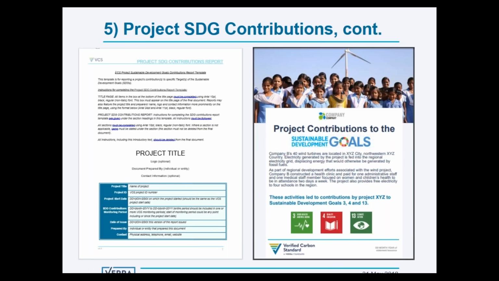So to make a little bit more sense about that, on the left here, you see the new project SDG contributions report template, which we're proposing to release as part of VCS version 4. Within that template, project proponents would specify SDG targets to which they have contributed, expressed in terms of official SDG indicators. Evidence of those contributions would need to be provided and could be drawn from validated project descriptions or verified monitoring reports of those VCS projects. You could also use evidence from other reputable sources, of course.